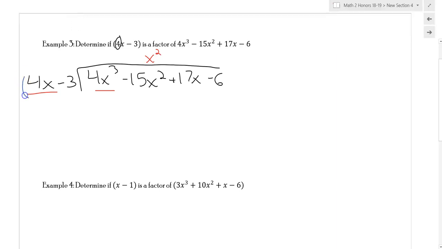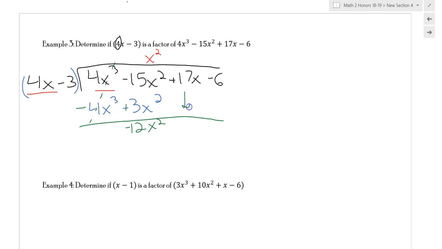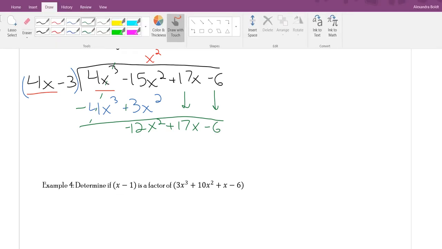We multiply by the whole thing. And again, be careful with your signs. X squared times 4x is 4x cubed. X squared times -3 is -3x squared. Okay. Now we have to change our signs. These cancel out, and we get -12x squared plus 17x minus 6.